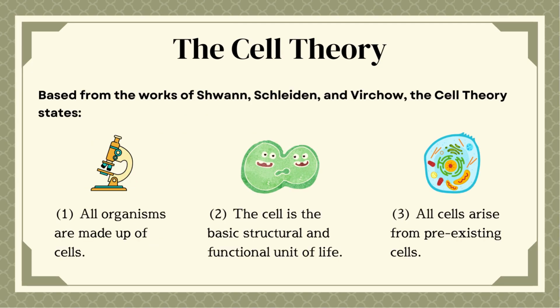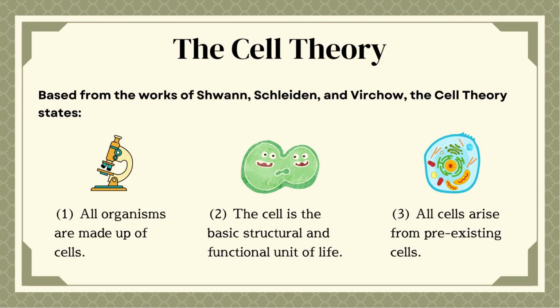Now, let's dive into the three principles of the cell theory, which are based on the works of Schwann, Schleiden, and Virchow. First, all organisms are made up of cells. This principle establishes that the cell is the universal building block of life. Whether an organism is a single-celled bacterium or a complex multicellular human, its basic structure is cellular.